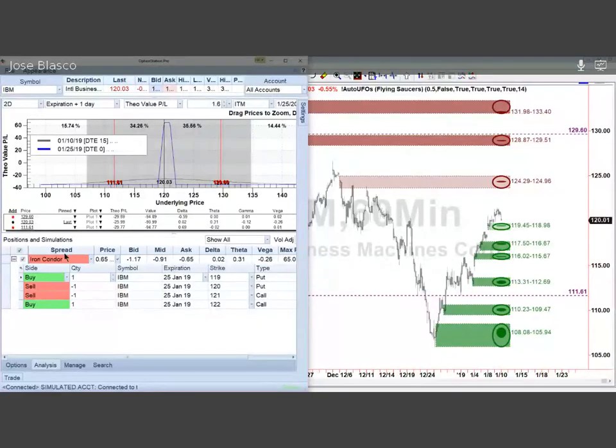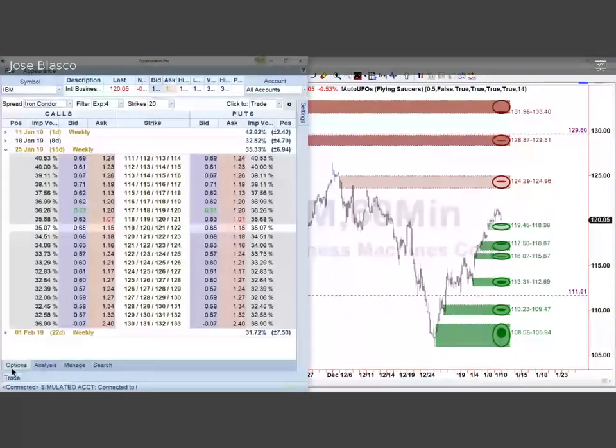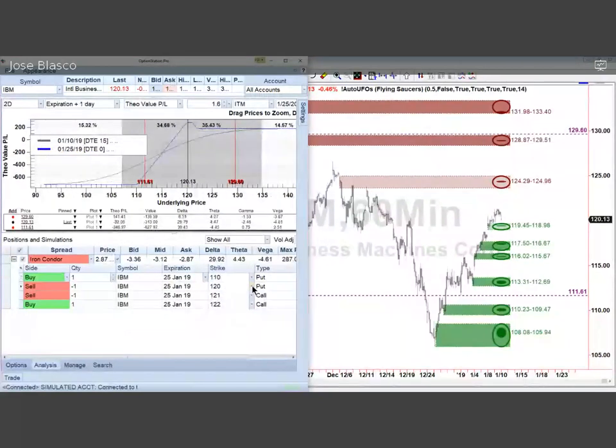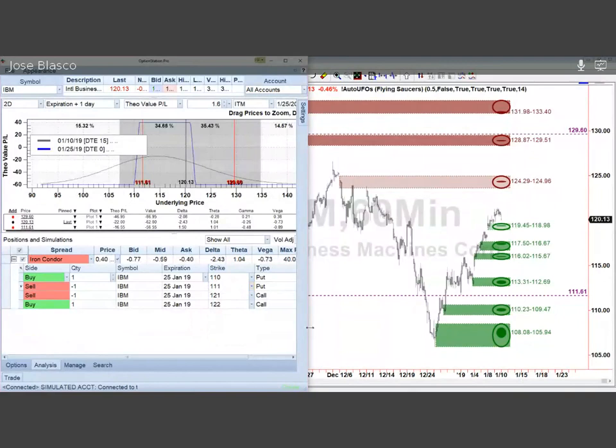So what am I going to do here on the bottom? I am building an iron condor. In case you are not familiar with iron condors, it means that I'm going to sell 2 puts and sell 2 calls. The puts I'm going to sell are the ones below. So I'm going to do 111, 110. On the put side, I am selling the 111 put and buying the 110.